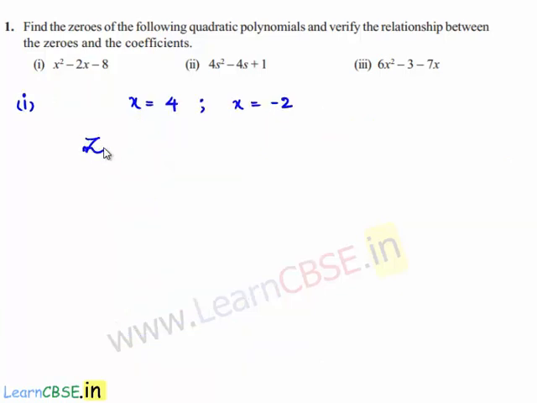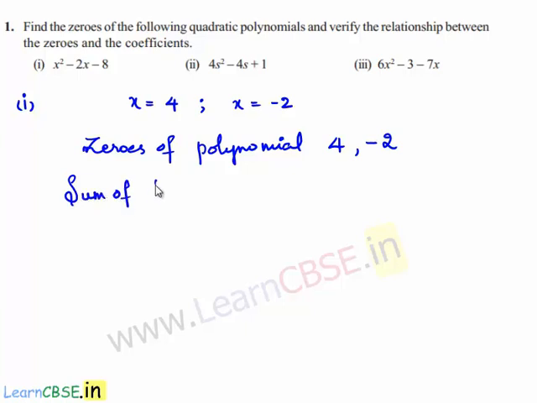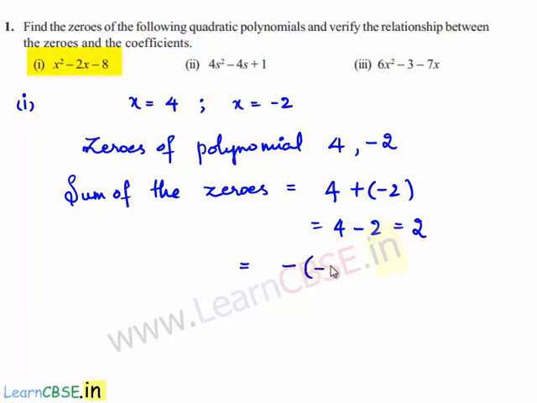So the zeros of the given polynomial are 4 and minus 2, and sum of the zeros is equal to 4 plus of minus 2, which is 4 minus 2, which is equal to 2. So this 2 can be written as minus of minus 2 divided by 1.